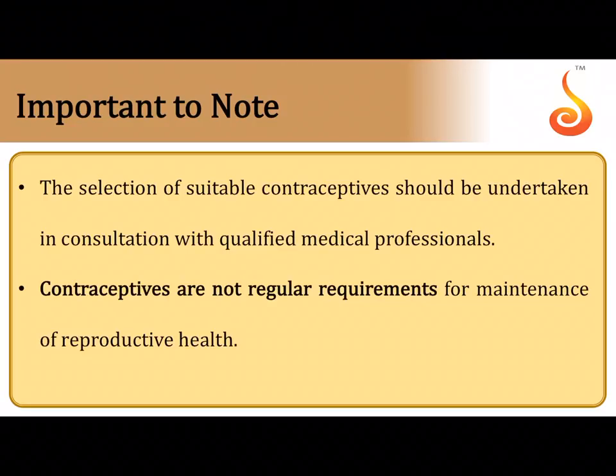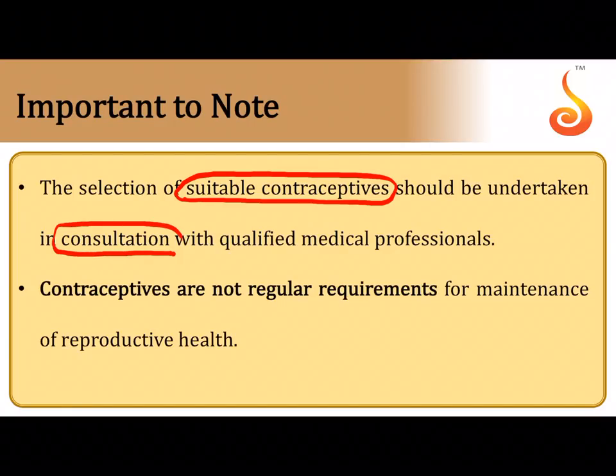It is very important to note that contraception, especially contraceptives which involve chemicals and certain devices, must be undertaken only by consulting an expert or a specialist, a medical professional. Of course, if it is a natural method, then the couple can practice it on their own. And please don't be under the impression that it is very necessary to follow contraception for maintenance of reproductive health. No, it is not a prerequisite. It's not a regular requirement for reproductive health.